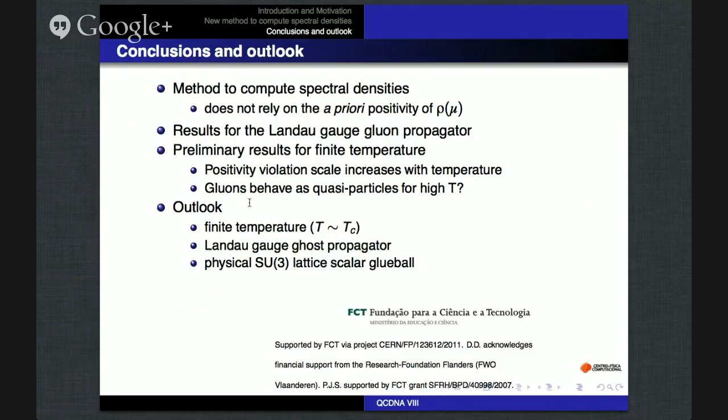We also want to compute the spectral density for the ghost propagator. And about 2 years ago we did some study for a scalar glueball operator on the lattice, and we want to go back to this case and apply our method to real physics, if you want, so real particles that you can really detect in an experiment.